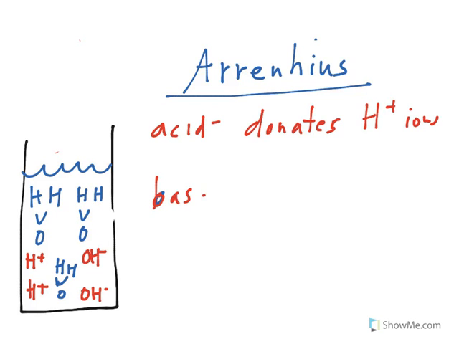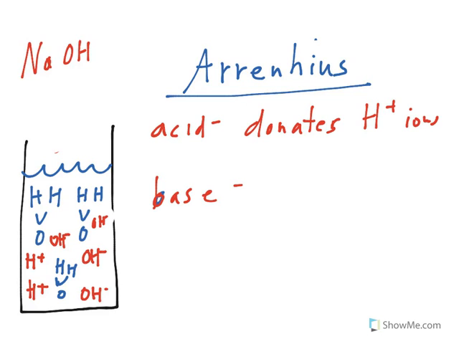We want to make it a base. Well, a base is something that has more OH minus than H plus. So if I want to make this a base, well, Arrhenius says that's super easy. I just have to add some OH minus in there. And the easiest way to do that would be something like adding sodium hydroxide, NaOH.